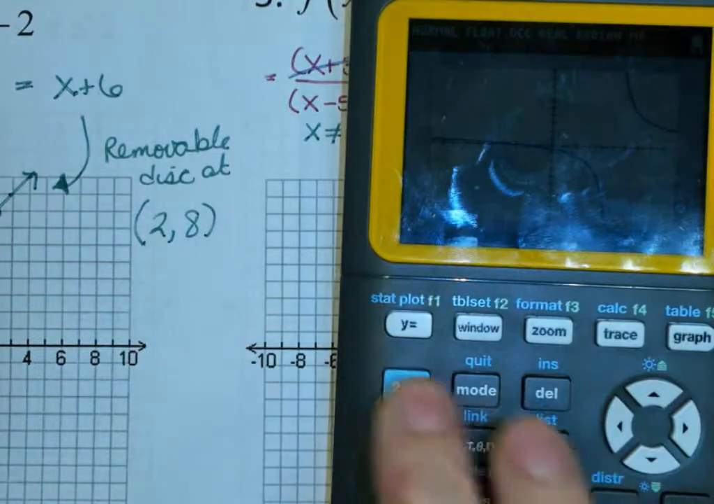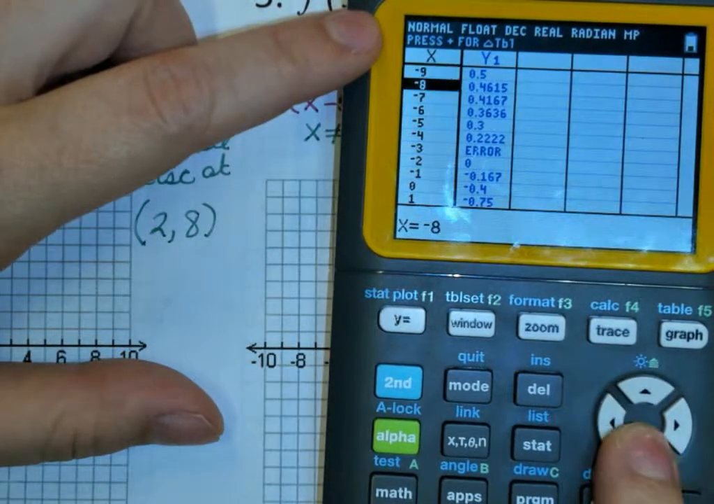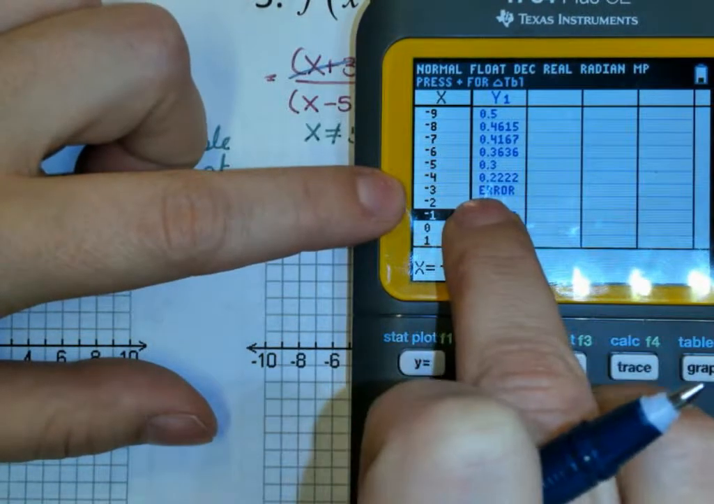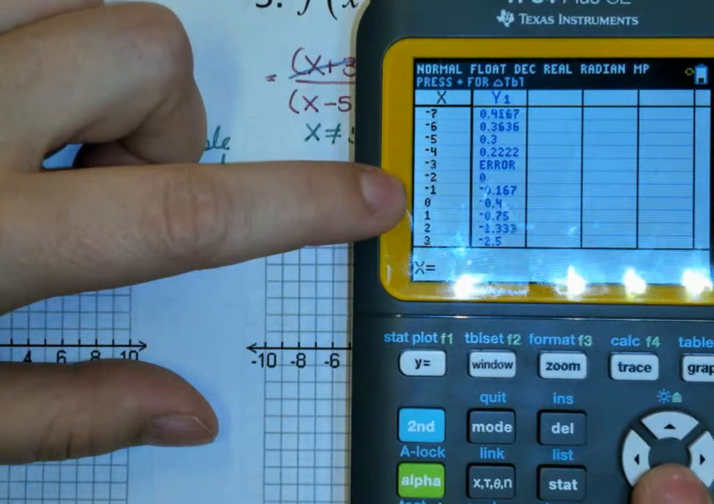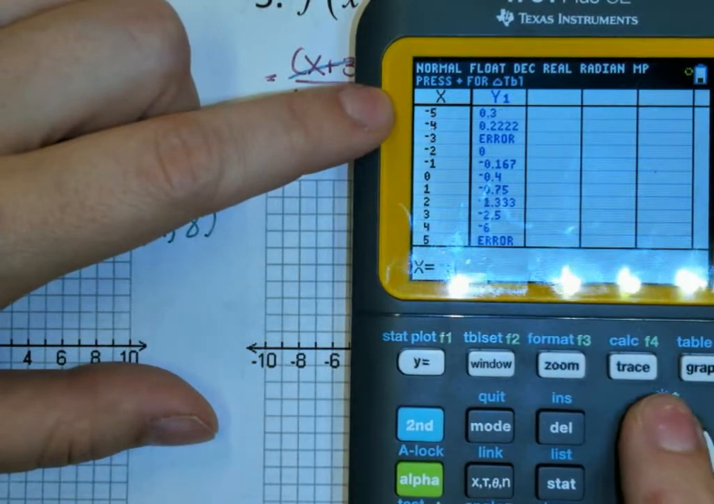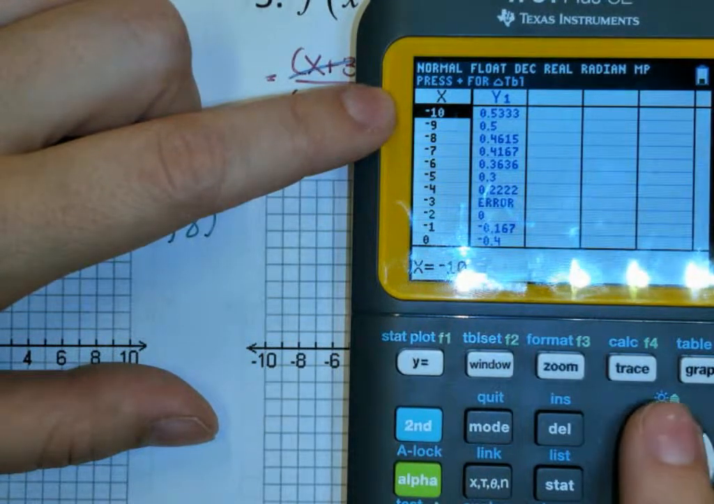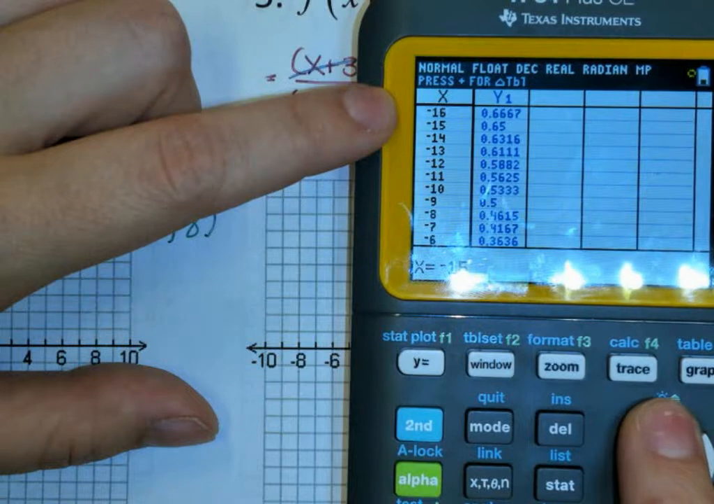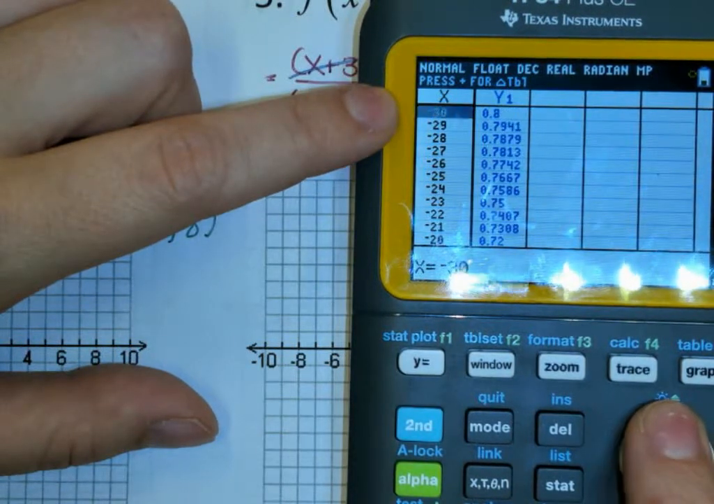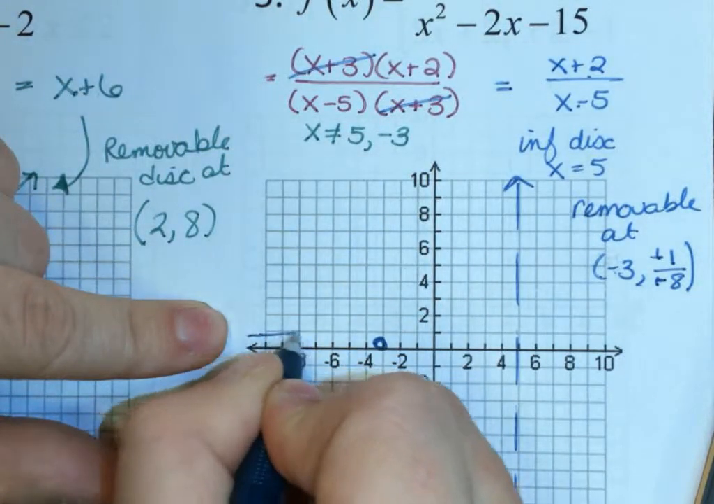And let's just check to make sure that's correct. If I look at my table, I have an error with the -3. I have an error with the 5. On this side of the -3, what am I doing? I'm getting closer and closer, what looks like, to 1. So this graph is going to come this way.